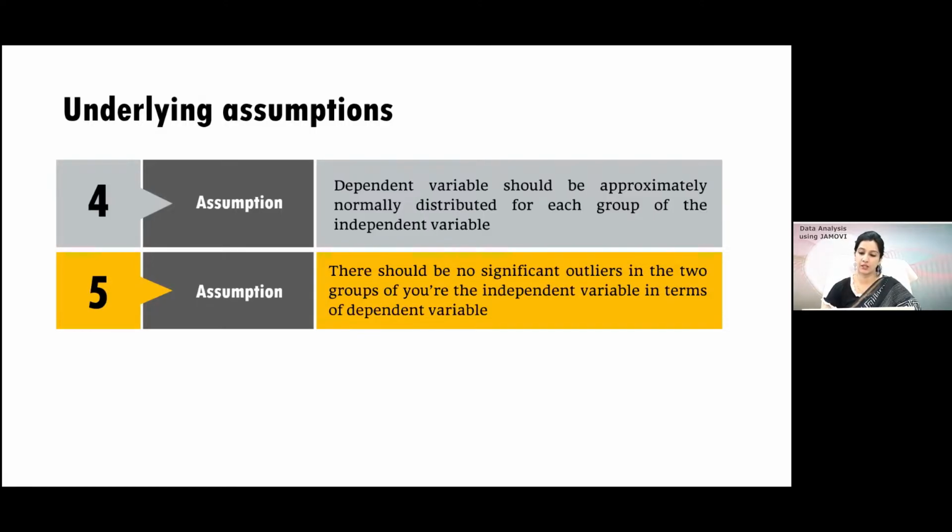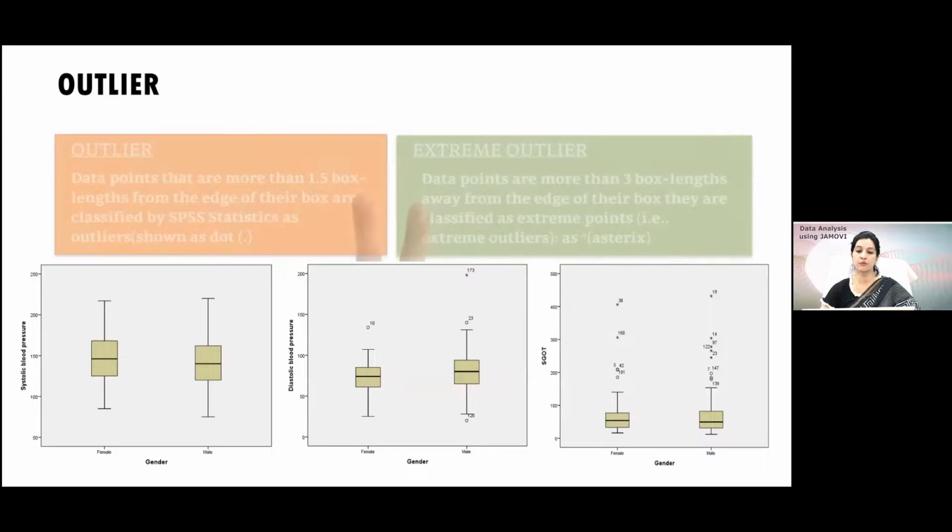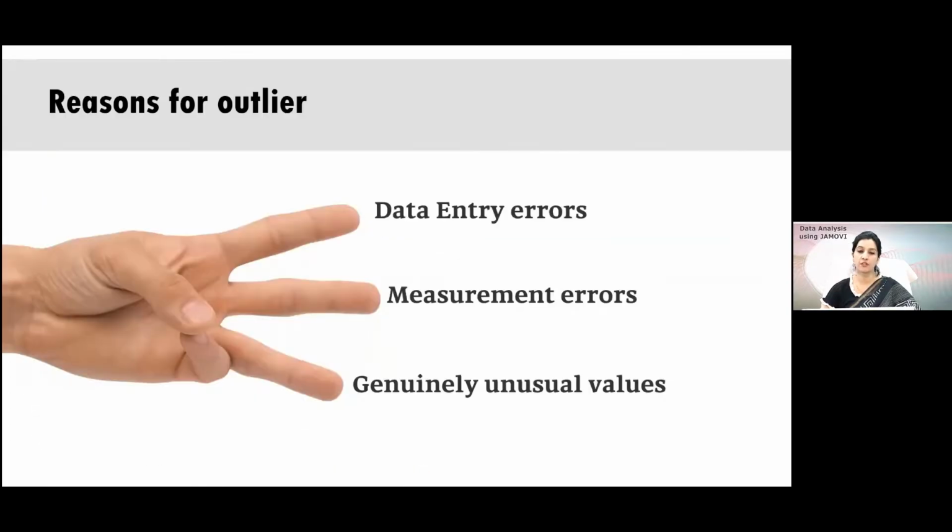Then there is another assumption, which is again the outlier testing. We have done this with the box plot. If it is a normal outlier, it will be shown as a dot. If it is an extreme outlier, it will be shown as a star. But this is in SPSS. In Jamovi, it is only the dot which you see.